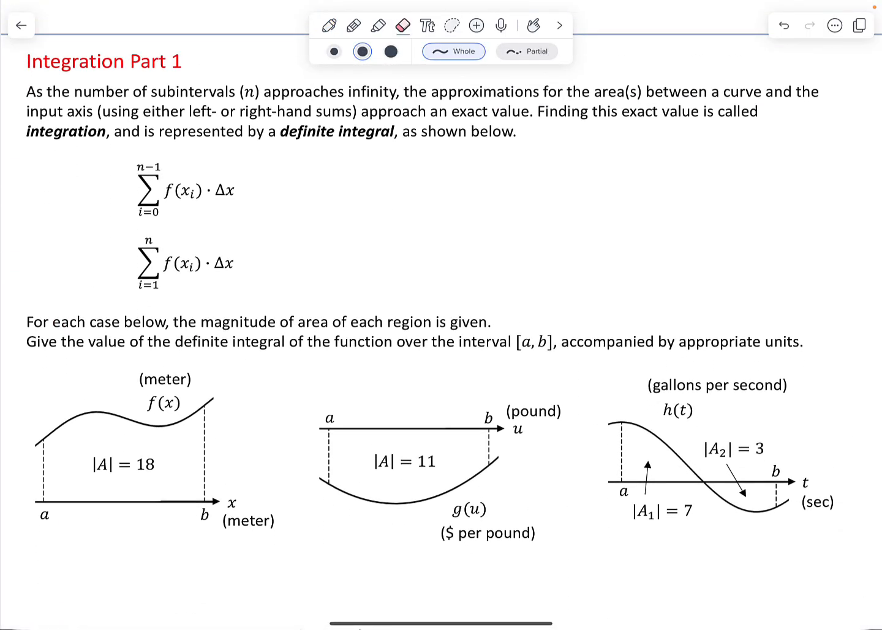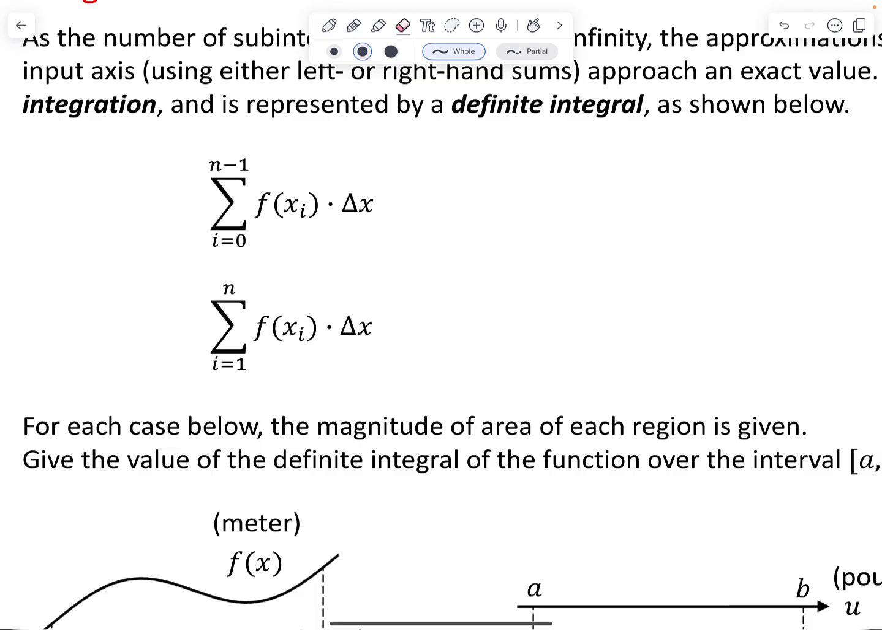Now, as the number of subintervals n approaches infinity, the approximations for the area or areas between a curve and the input axis using either left or right-hand sums approach an exact value. Finding this exact value is called integration and is represented by a definite integral as shown below. Okay, here are 2 general expressions for left and right-hand sums. We're just using a general function f instead of a velocity function.